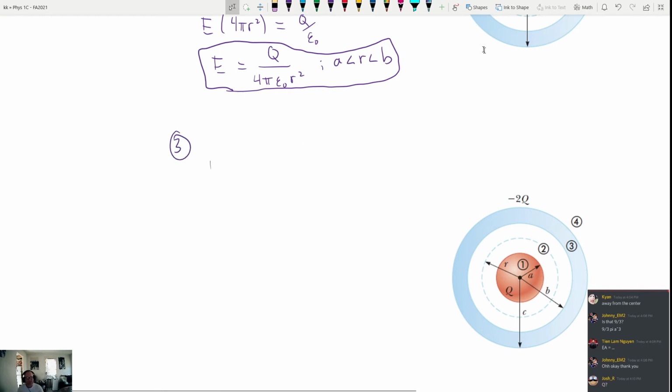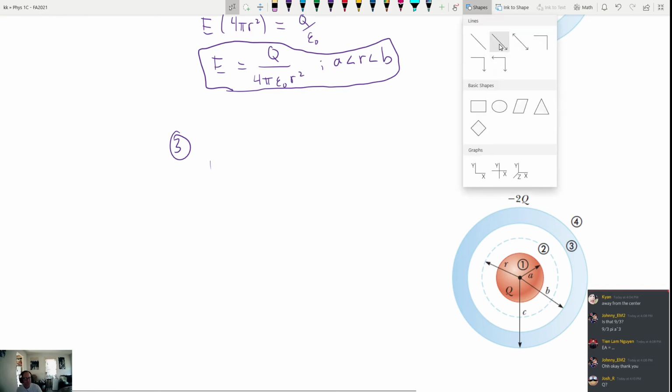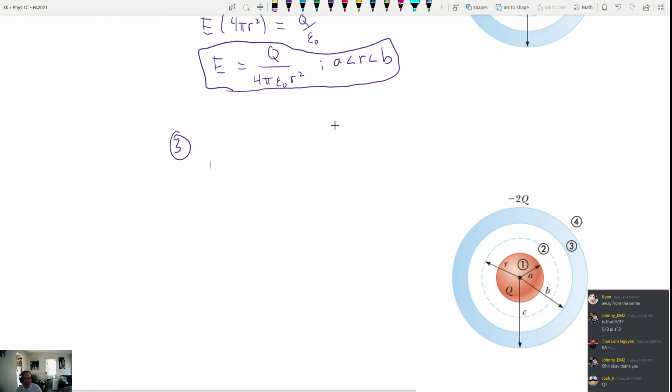For region 3, this is a little trickier. We need to draw a Gaussian surface. Where do I need to draw it now? If I want to find the electric field in region 3, which is inside of this piece right here, how do I need to draw my Gaussian surface? Where should I draw it? Should I draw it like right here? Should I draw it like that way? Region 3, how do I want to draw the Gaussian surface?